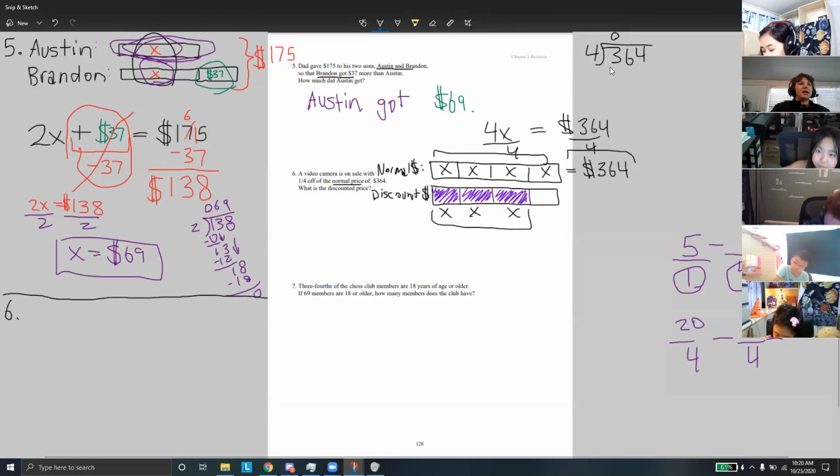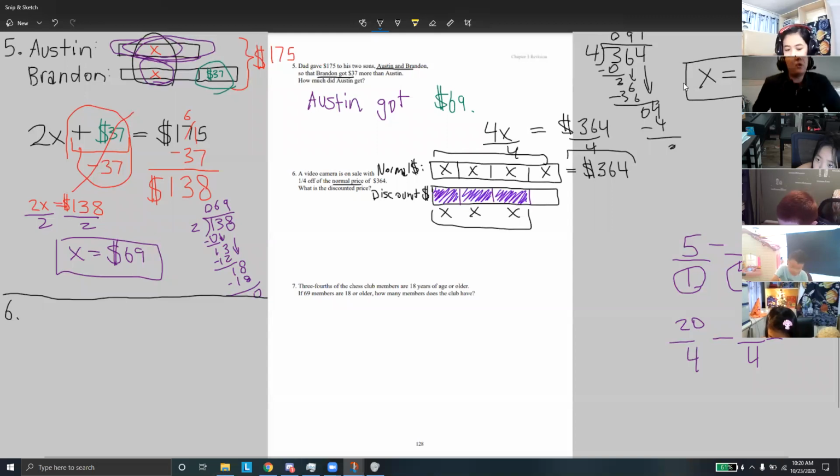4 goes into 3 0 times. 3 minus 0 is 3. Drop the 6. 4 goes into 36 9 times. 9 times 4 is 36. Nothing left. Drop the 4. 4 goes into 4 1 time. Remainder 0. So we have X equals $91. Remember our unit of measurement.